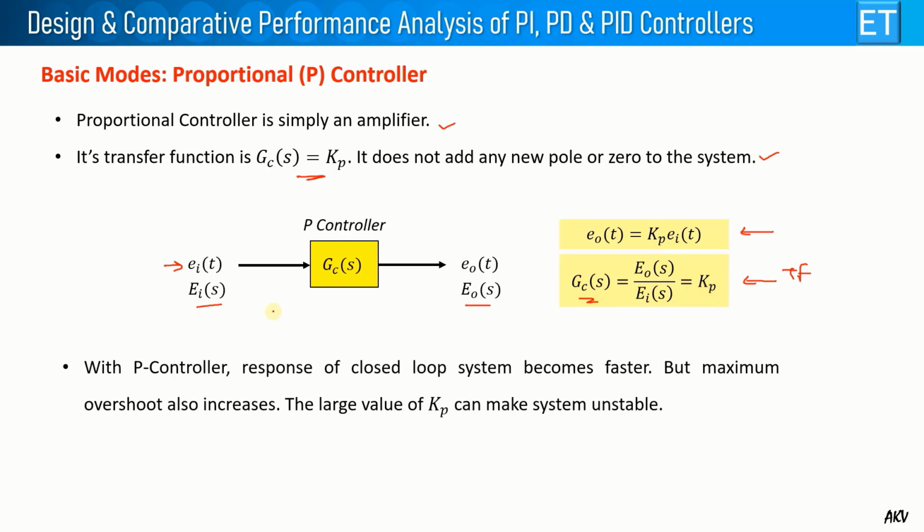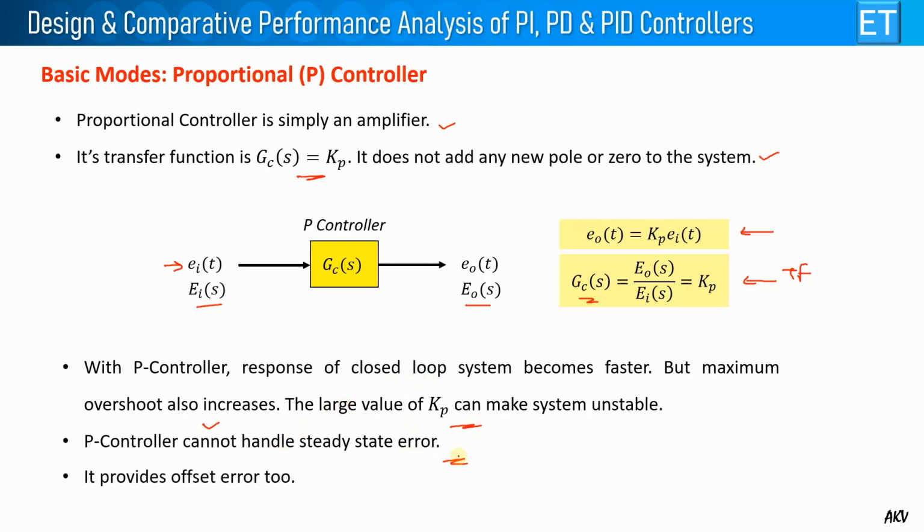So with the P controller, the response of the closed loop system becomes faster, but the maximum overshoot also increases, and a large value of KP can make the system unstable. The P controller also cannot handle the steady state error, and it also gives the offset error. That is the main drawback of the P controller.